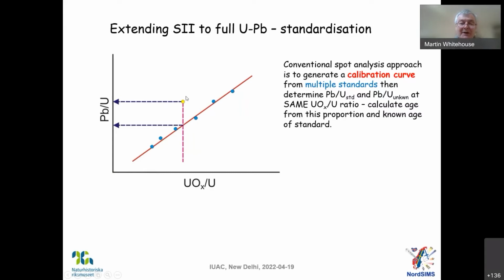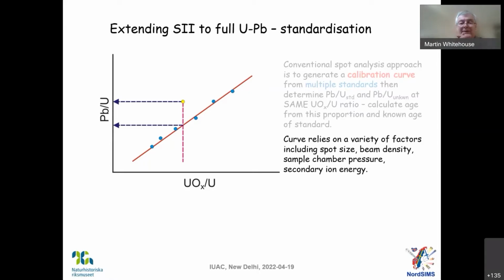If we then measure a spot, this yellow point here, in an unknown zircon of unknown age, what we can then do is look at where it falls on the calibration curve at the same uranium oxide to uranium ratio, and then we look at the relative difference in lead-uranium. Of course, these are done in a standard, so we know the lead-uranium for the standard. So we can get the lead-uranium for the unknown, and we can get the age. That's relatively simple.